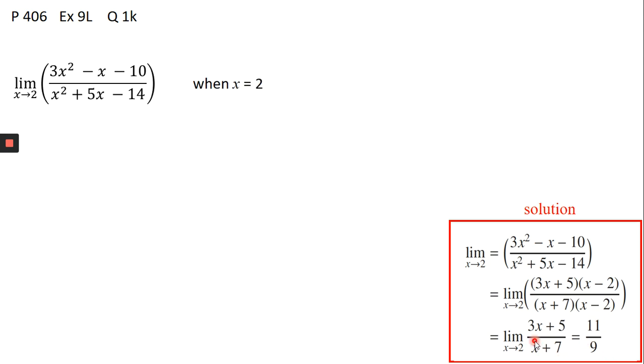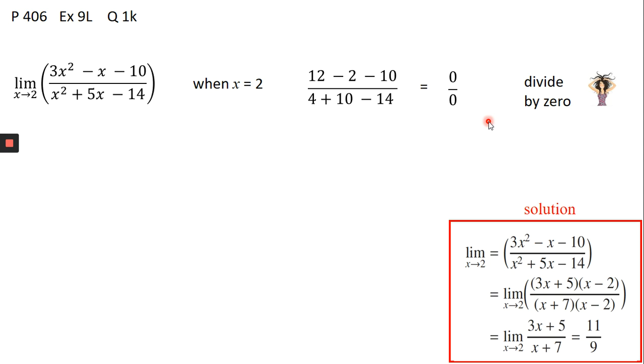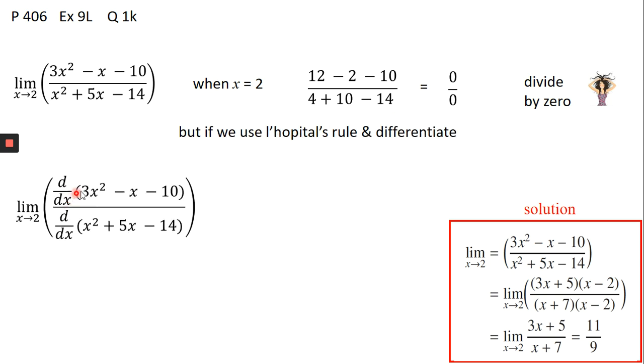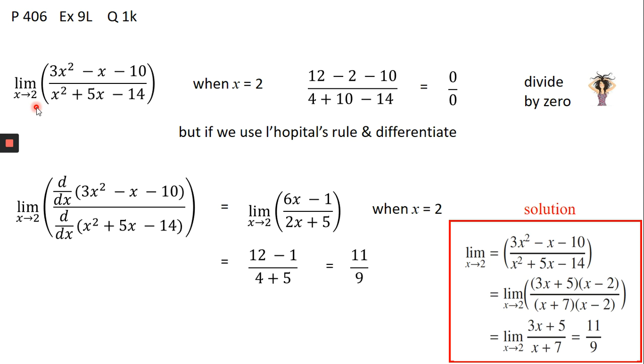Let's have a look at what would happen if we use L'Hopital's rule. So we know that if we just substitute in for x equals 2, we get 0/0, so pain in the bum. So let's differentiate. If we differentiate the top, differentiate the bottom. Differentiate the top, 6x minus 1, differentiate the bottom, substitute in for x equal to 2, we get 11/9, same answer. Which way is better? You decide.